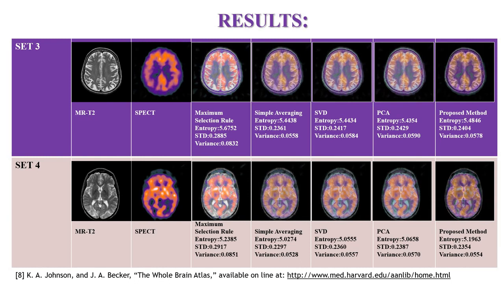Here is another set of fusion results, that is SPECT and MRI. We can observe that the resultant fused image by other traditional fusion rules suffers from a lack of visual clarity, degrades prominent structural differences, and introduces artifacts and inconsistencies. These characteristic information are well preserved in our method. The quantitative metrics also suggest the same, that is, they are higher in the case of our proposed method.